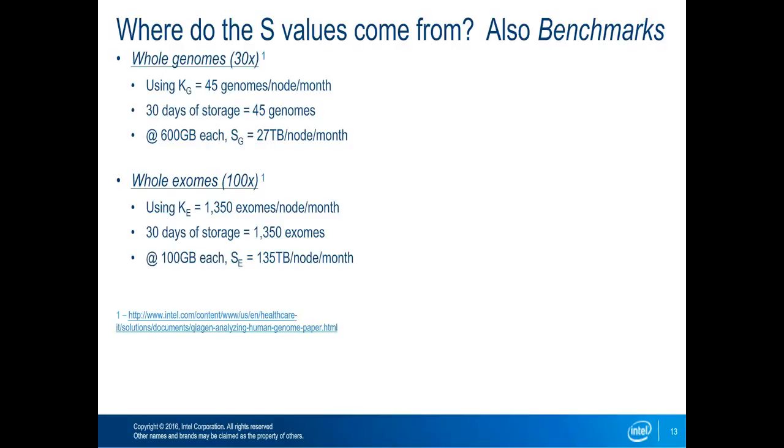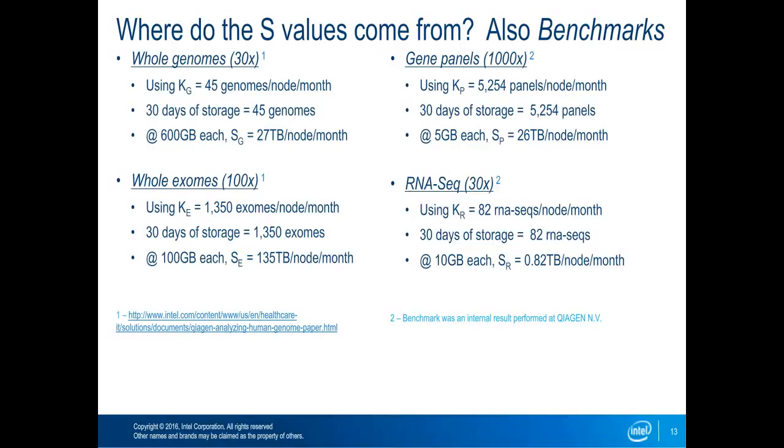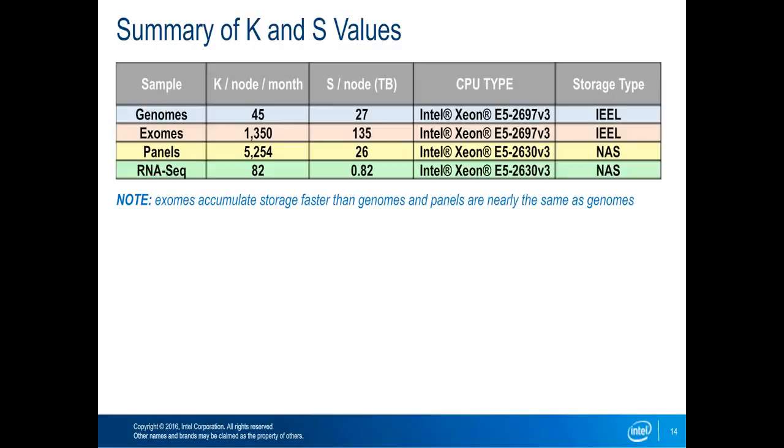But I will point out that if you look at the exome number here, you see that exomes accumulate storage far faster than genomes because you can process them much quicker than the ratio of the file sizes. So they accumulate very quickly. Gene panels go pretty quickly, and if you're processing a full pipeline, it's fairly similar to the storage consumption of genomes. And then finally, RNA-seq, which is slower and, as a result, takes less storage per month. If I were to just summarize these, you can see them here on a per month basis.